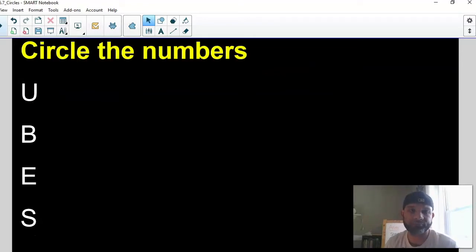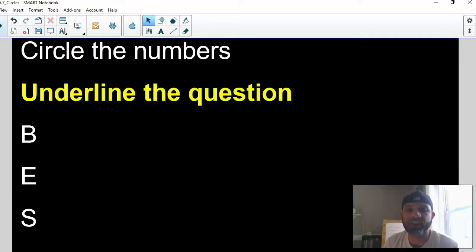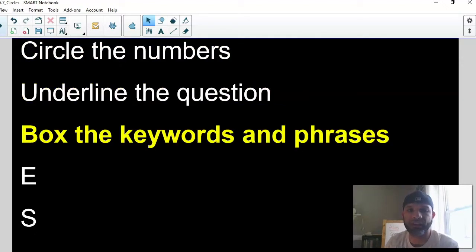The C stands for circle the numbers. So you're going to circle the numbers. The U stands for underline the question. Wherever the question is in the word problem, you're going to underline it. Here's probably the most important part: B, box the keywords and the phrases. So what does this mean?